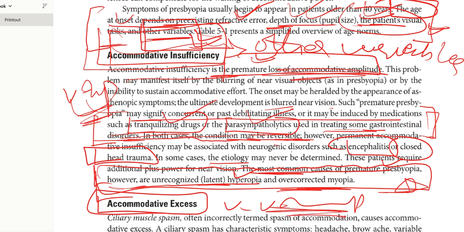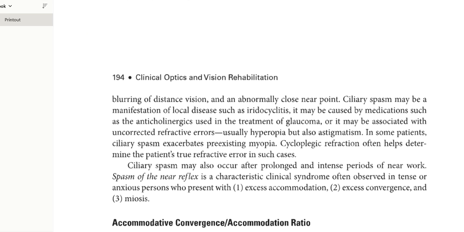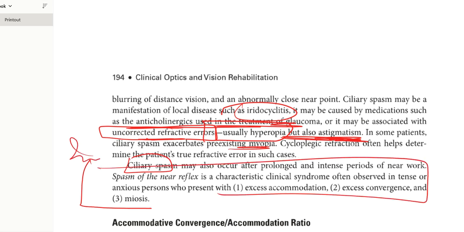There are different drugs causing iridocyclitis, like anticholinergic drugs, treatment of glaucoma, associated with uncorrected refractive errors, usually hyperopia but also astigmatism. Please remember this, very important. Serious pause, this is very important. Both these topics are very important.